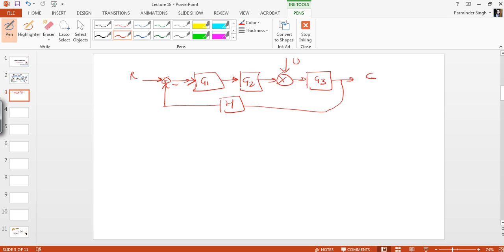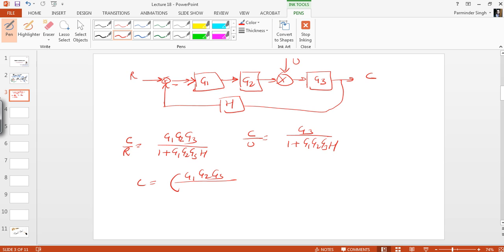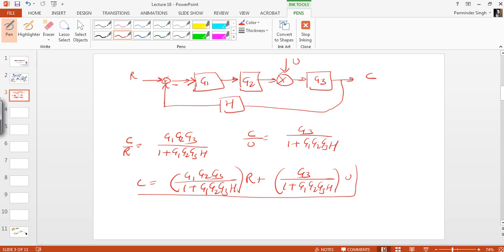Now for this system if we calculate C by R, it is nothing but the product of G1, G2, G3 over 1 plus G1, G2, G3, H. And if we calculate C by U, it will be G3 upon 1 plus G1, G2, G3, H. Or collectively it can be written as G1, G2, G3 upon 1 plus G1, G2, G3, H times R plus G3 upon 1 plus G1, G2, G3, H times U. So that is for the entire system in terms of the set point value and in terms of the load.